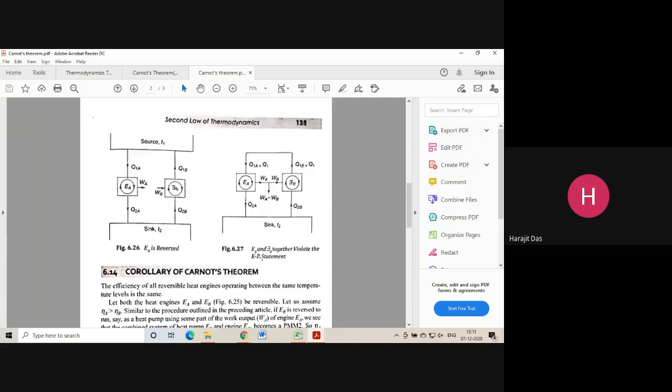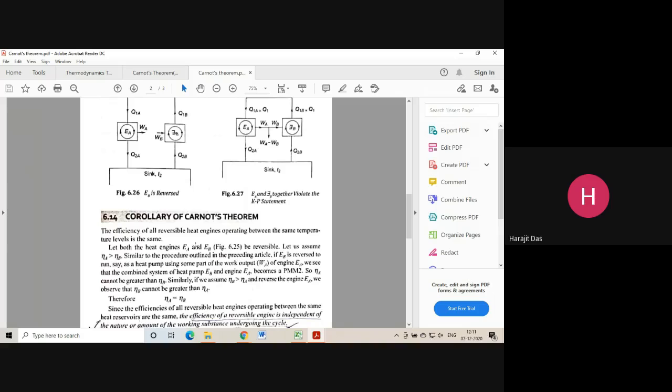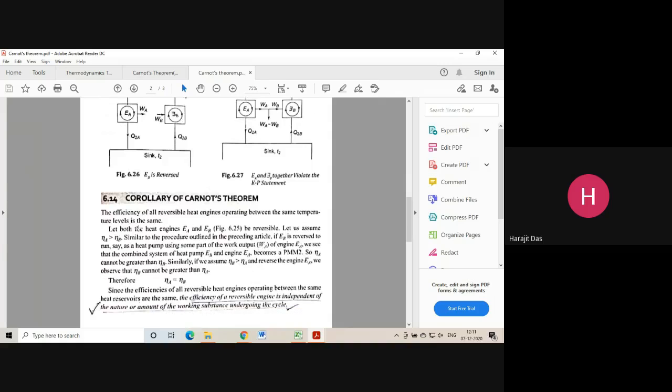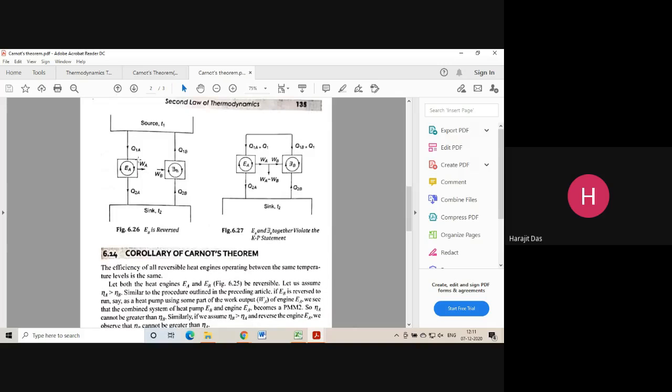Okay. Then the second thing is the corollaries of Carnot's theorem. So what were the corollaries? The efficiency of all reversible heat engines operating between the same temperature levels is the same. Suppose this is one reversible heat engine and this is another reversible heat engine. I think my screen is visible to everyone. So the efficiency of this heat engine and this heat engine will be the same if both the engines are reversible heat engines.